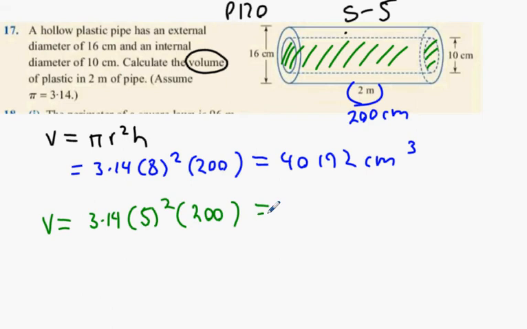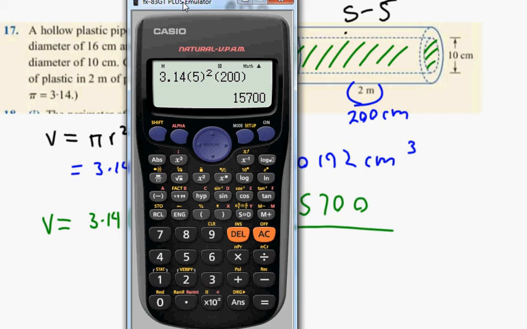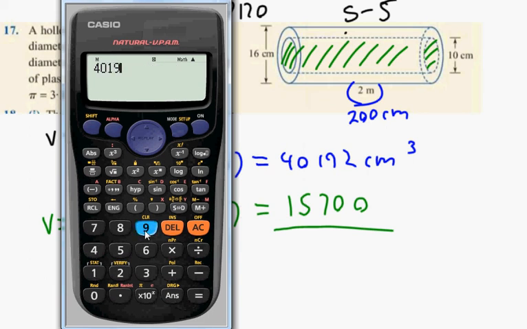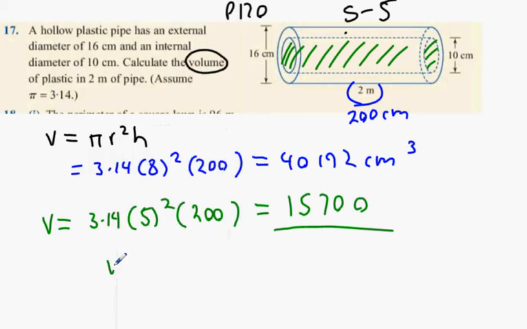So 15,700. We're going to take the big one minus the small one to find out how much you have left over. So it's going to be 40,192 take away 15,700, and we get 24,492. Anybody get that? 24,492. Okay. Only a handful of you. So the volume left over is 24,492 centimeters cubed.